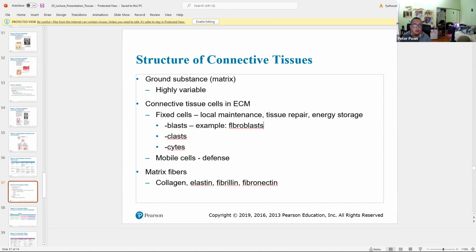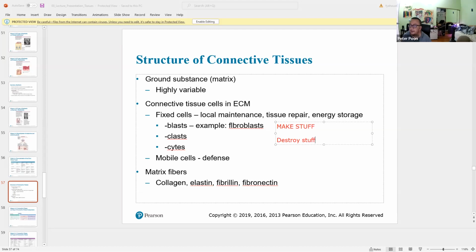The blasts, osteoclast. Blasts make stuff, for example, fibroblasts make fibers. Clasts destroy stuff, like osteoclasts destroy bone. Cytes maintain stuff, chondrocytes, for example, maintain cartilage.